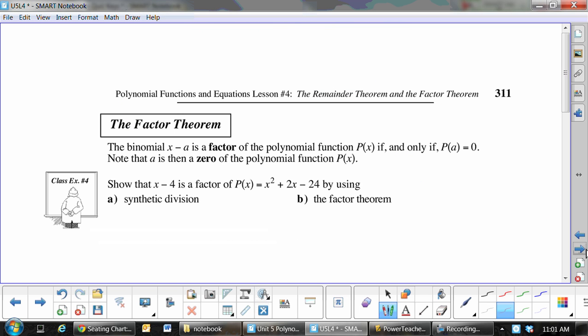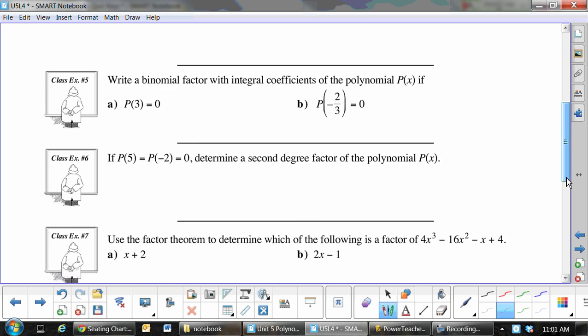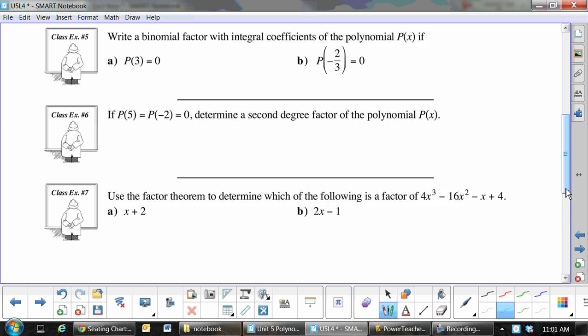Now, the factor theorem is the remainder theorem, but the factor theorem is when r equals 0. We've already done a review on that one, but here's: if p of 3 equals 0, what's the binomial that I would write for it? X minus 3. How about b? What would be the binomial I would write for it? 3x plus 2.